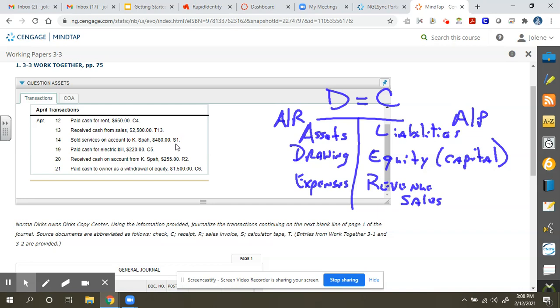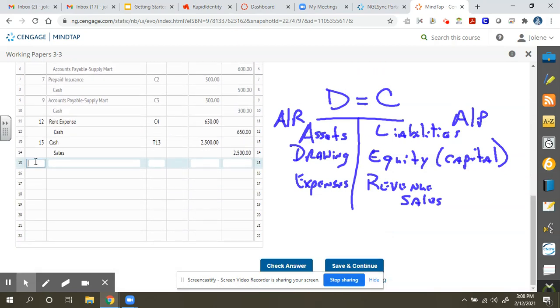So this is S1, the document, which is a sales invoice, because Norma is going to keep records of everybody who owes her money. She'd be stupid not to. So this is a document for Norma to keep in her records at her business to remind her that K-Spa owes her the $480. Okay, this is on the 14th.